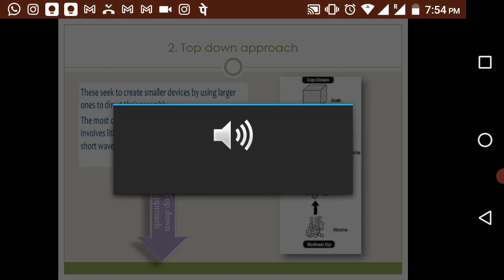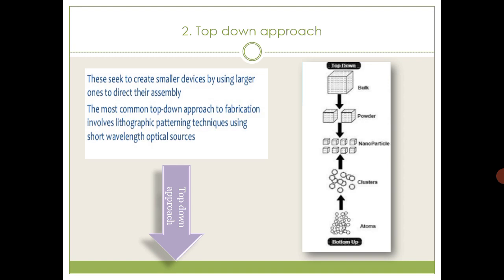In this diagram, as you can see, there is a comparison between the top down and the bottom up. In the top down approach, there is a bulk product, a bulk compound, and from that it is broken down into smaller powder forms. Now this powder is again broken into even smaller particles. We call them nanoparticles.